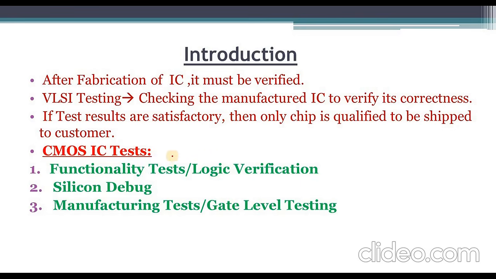We have the CMOS IC test. CMOS means complementary metal oxide semiconductor, which is a combination of both PMOS and NMOS. We have three types of CMOS IC tests: functionality test, silicon debug test, and manufacturing test. Functionality test is also called logic verification. Manufacturing test is also called gate level testing.